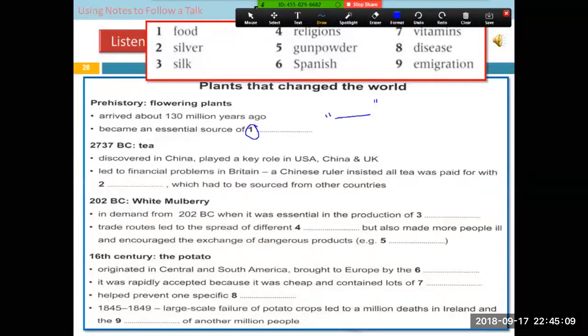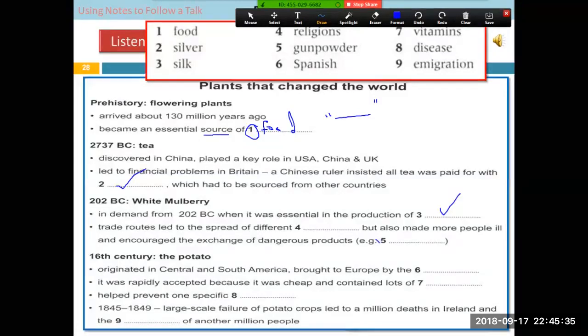Now, what does that speaker say? It was the main something of food supplies. Supplies is there for source, and food was the answer. Okay, right. All right, and then silver. I'm not sure if you could make it or not. Yes, silver, silk, religions, gunpowder, these were quite easy.